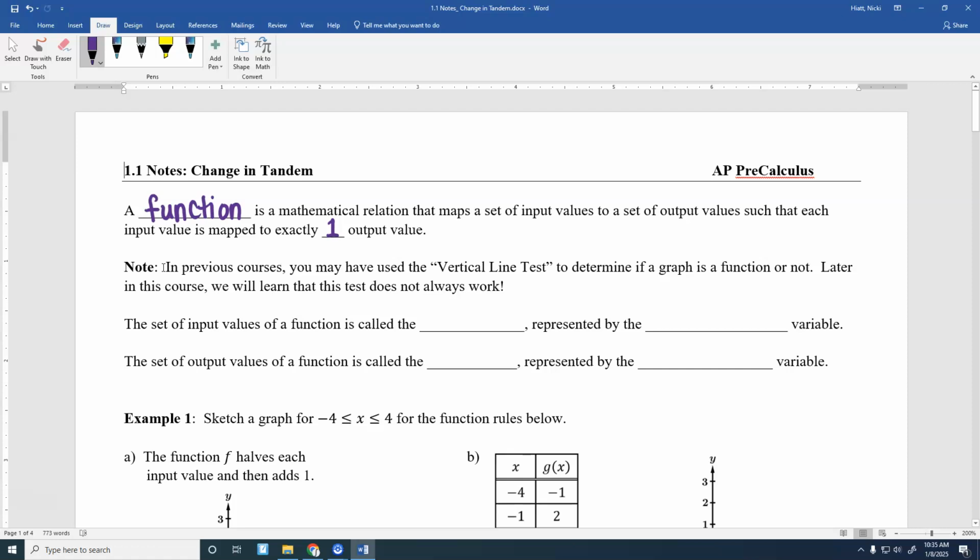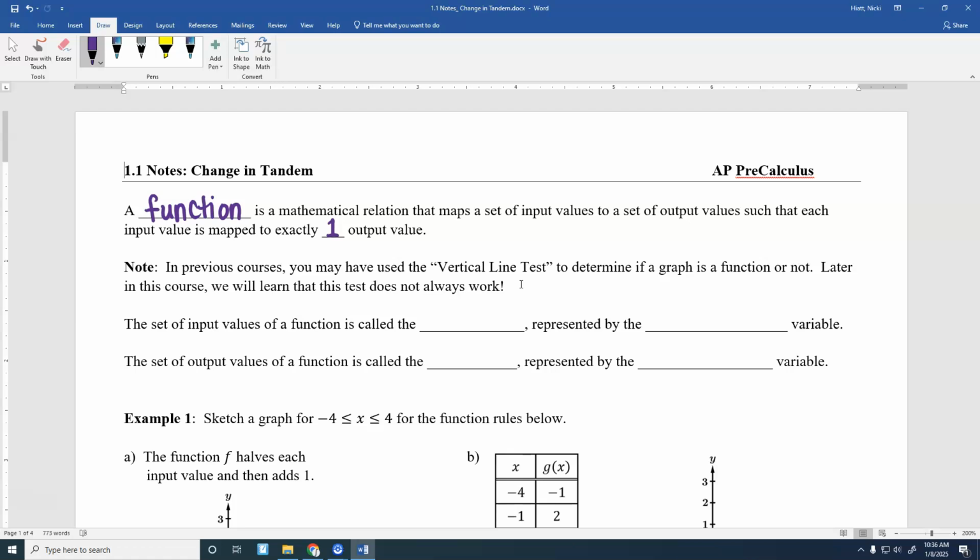In previous courses, you have used the vertical line test to determine if a graph is a function or not. Later in this course, we will learn that this test does not always work. I'm not so sure I learned last year why this does not work. Everything I've dealt with, the vertical line test works. I do know when it comes to our AP exam, they will not accept vertical line test as a reason for something being a function.